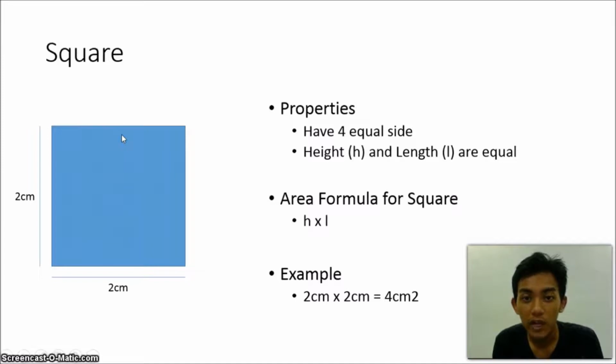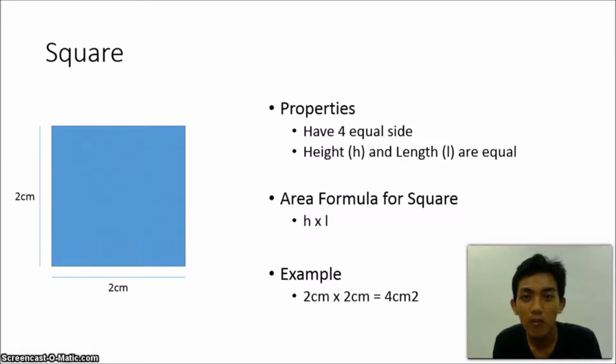The properties of the square is that it has four equal sides, meaning this side, this side, this side, and this side are equal. In a square, the height of the shape and the length are equal. That's what makes a square.